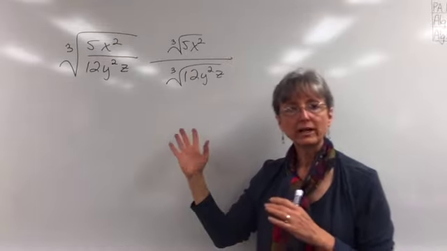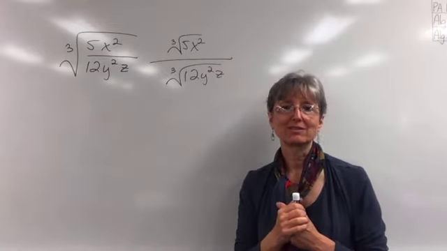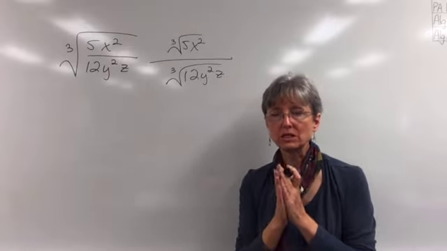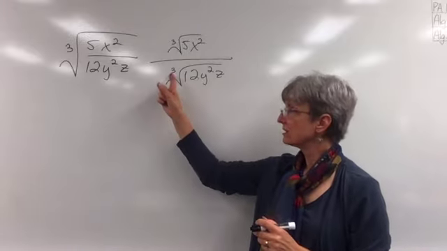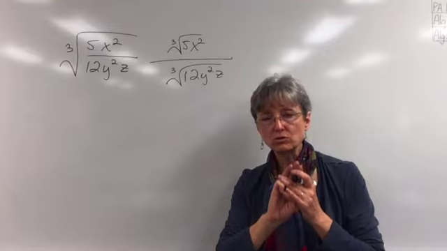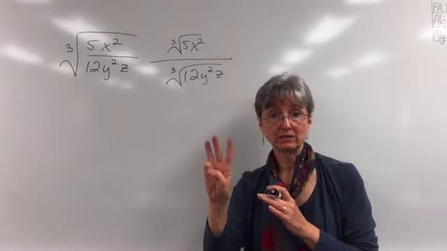Now, what do I multiply this by in order to rationalize the denominator? So this can be tricky. So let me show you step by step how to do it. This is a cube root, which means in order to find its root, it needs three of the same factor, right?